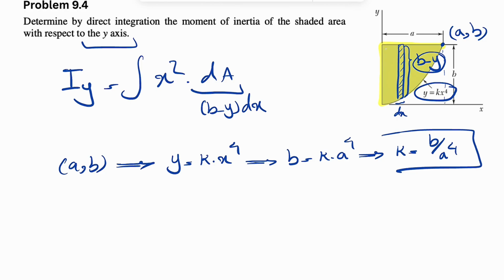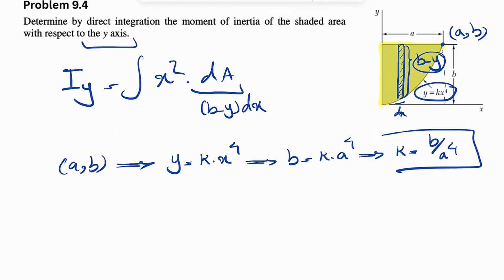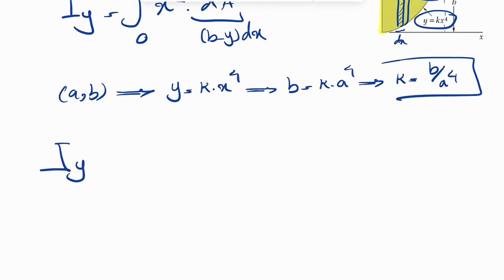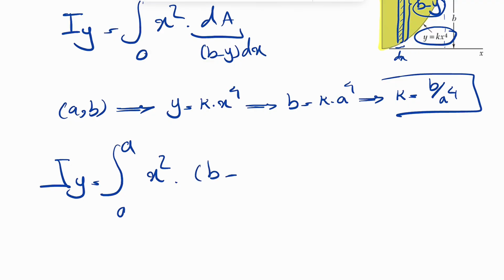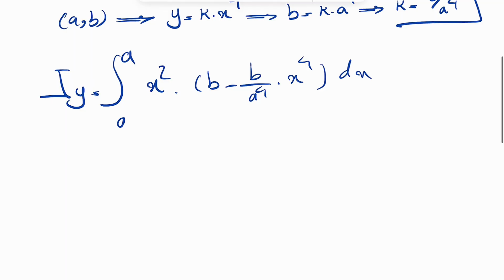So we're just going to plug that k in here and replace our integral, knowing that our x goes from 0 to a. I'm just going to rewrite everything to make things a little bit simpler: x squared times b minus y. Our y is k x to the 4, so k is b over a to the 4 times x to the 4, dx. And yeah, now we have to deal with this.